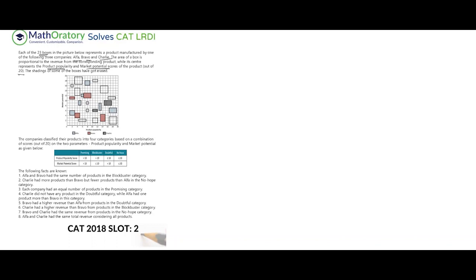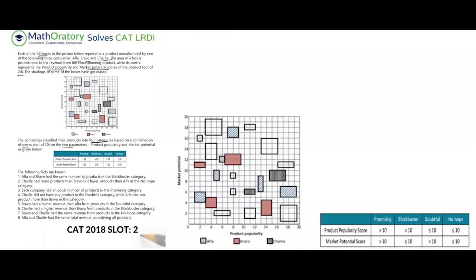Now, companies classified their products into four categories. So, sort of a BCG matrix kind of thing is going to happen, based on a combination of scores on the two parameters. Based on the X score and the Y score, you have four categories that are presented. So, before we go into the additional information, let me first get the enlarged version of these two charts. Okay, so these are the graphs that were given, graph and the table.